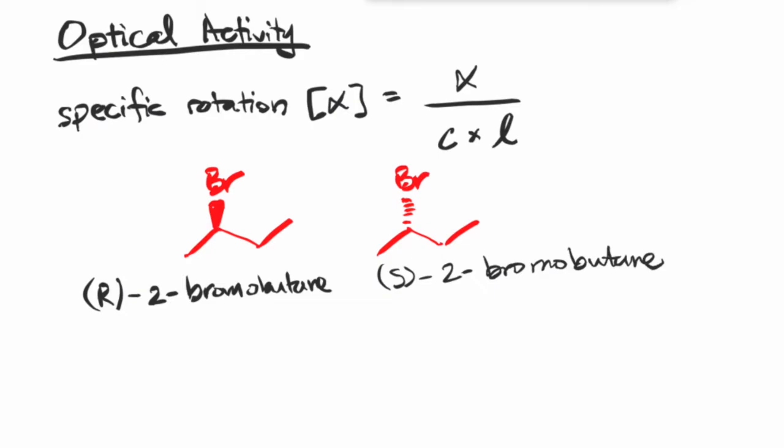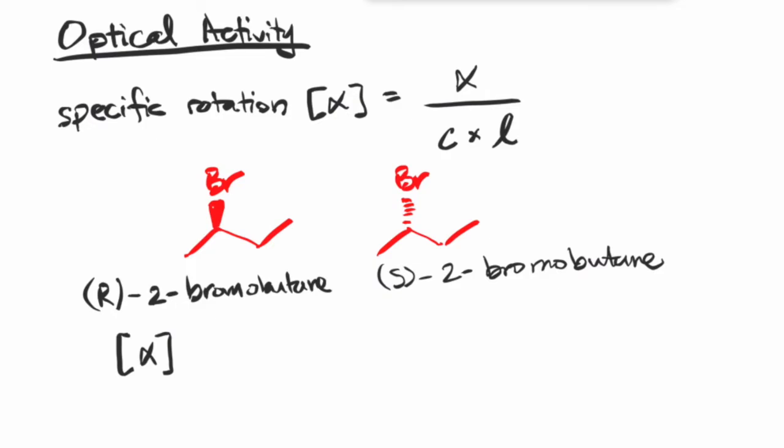So we have here 2-bromobutane. On the left, we have the R enantiomer, and on the right, we have the S enantiomer. And we can measure its specific rotation. It turns out this specific rotation will be dependent on the light that you shine onto it and the temperature that you have your sample at. So often this number is reported.